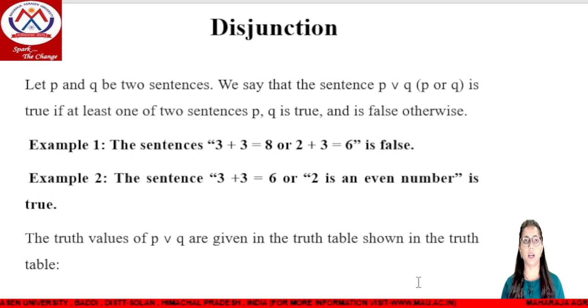In example number 1, the sentence "3 plus 3 is equal to 8 and 2 plus 3 is equal to 6" is false. Second statement, the sentence "3 plus 3 is equal to 6 or 2 is an even number" is true. Again, we have 4 possible cases.